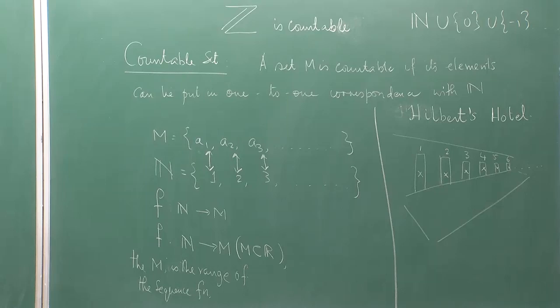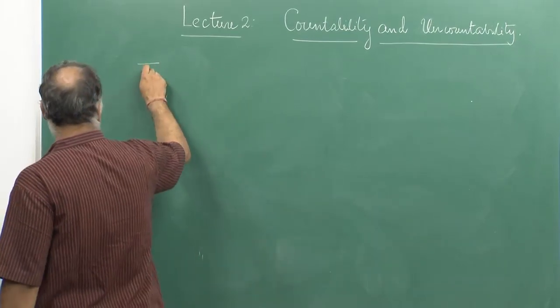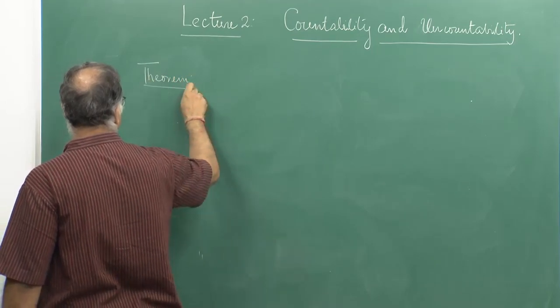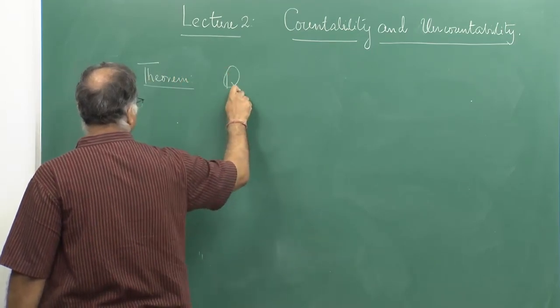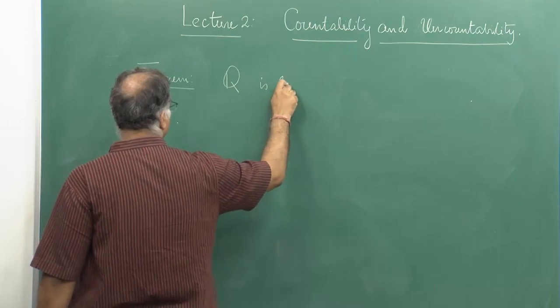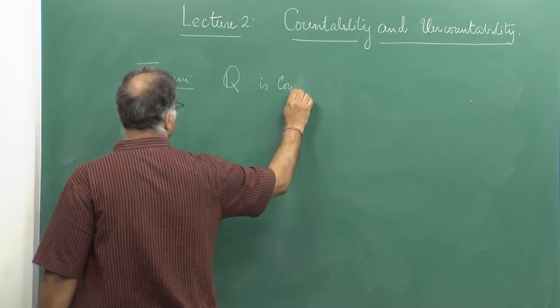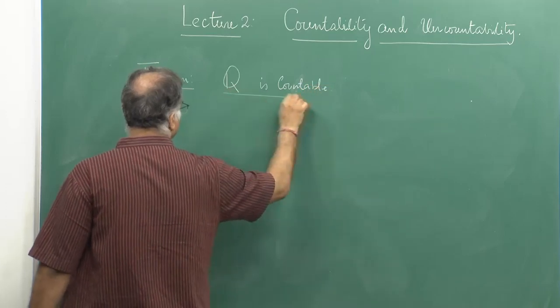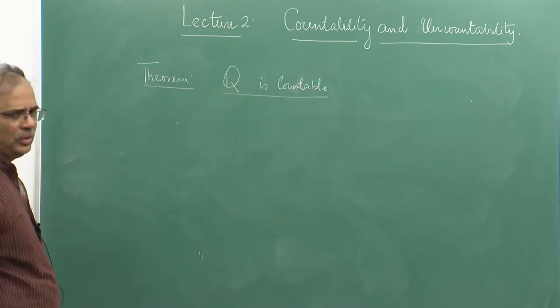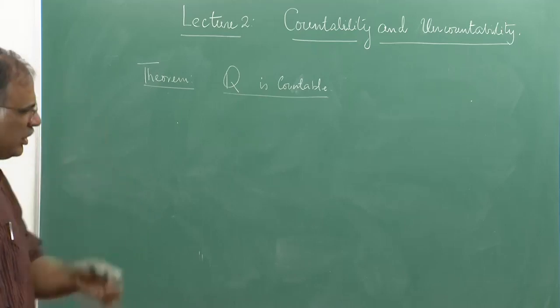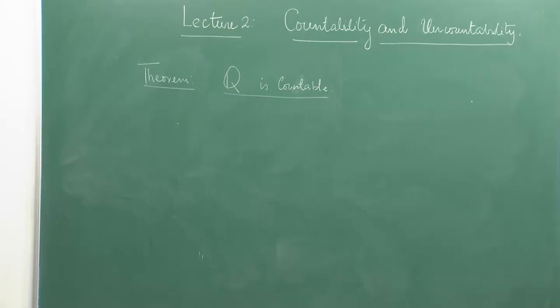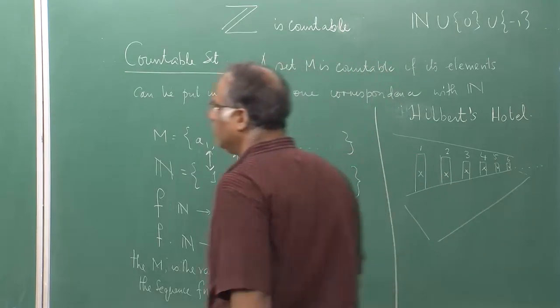Here is one of the major theorems of mathematics, of the whole of mathematics actually: Q is countable. So how do you prove it? The proof is done by a simple diagram actually. And this whole idea of proving was due to a man called George Cantor.